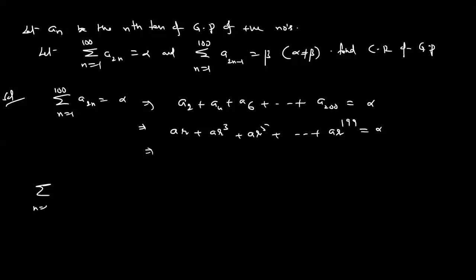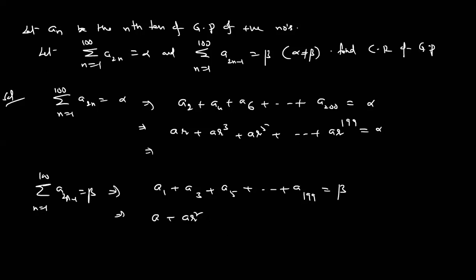See, A suffix 2n minus 1 is equal to beta. So put n is equal to 1. What is the answer? A1. Next, A3, A5, and so on, up to A99 is equal to beta. What is A1? A3 means AR square, A into R power 4, and so on, up to A into R power 198 is equal to beta.